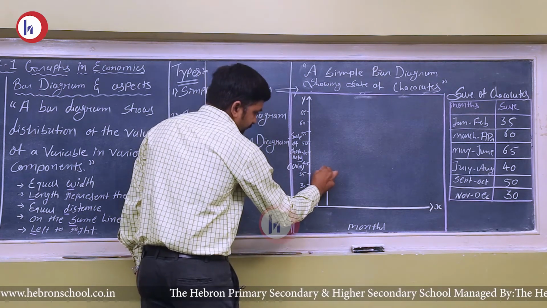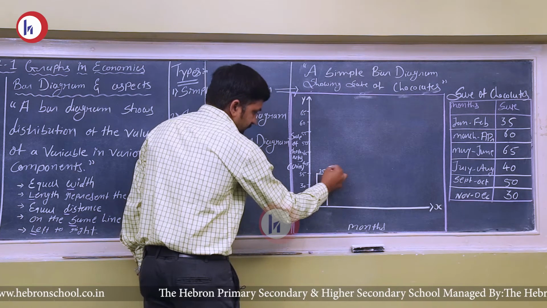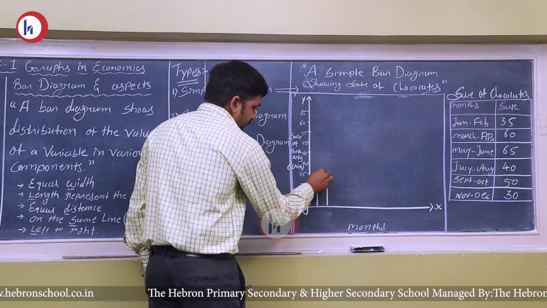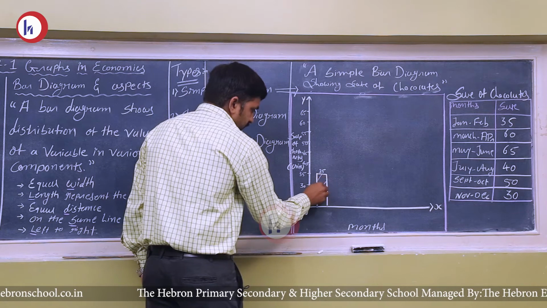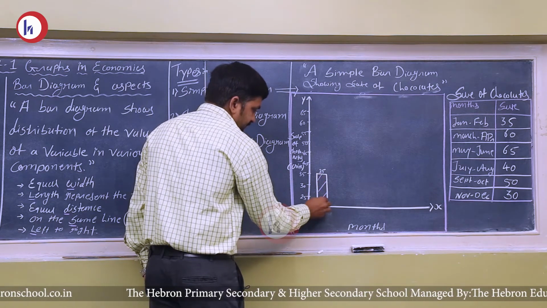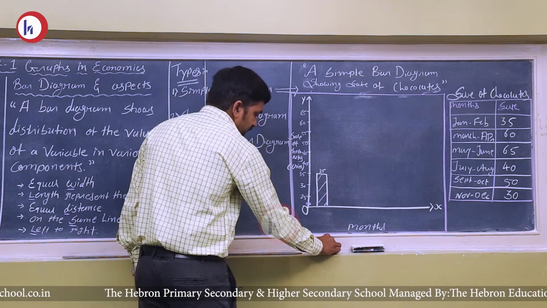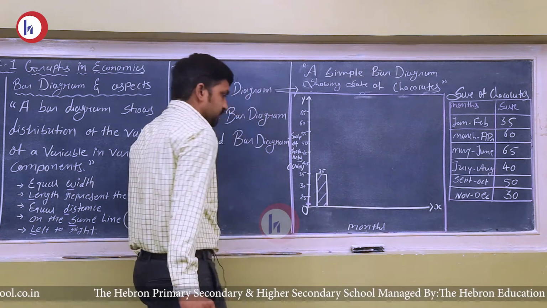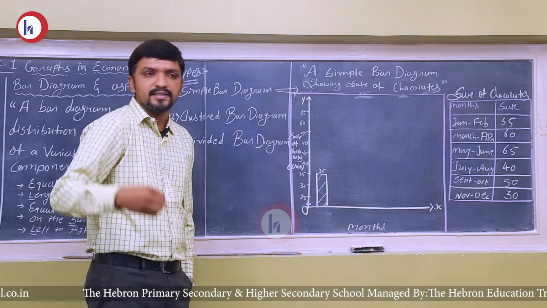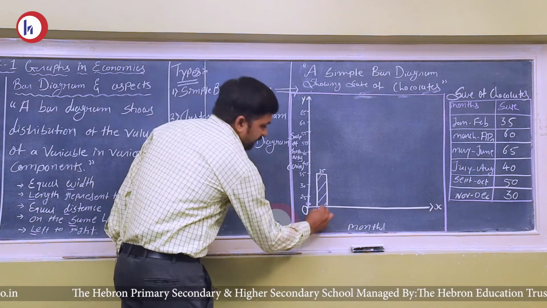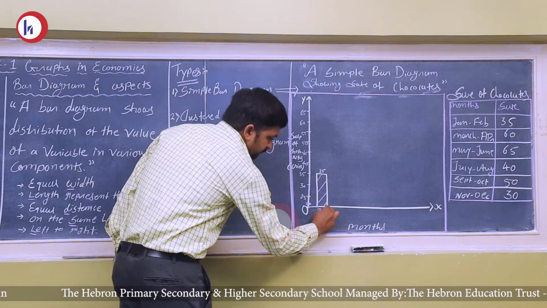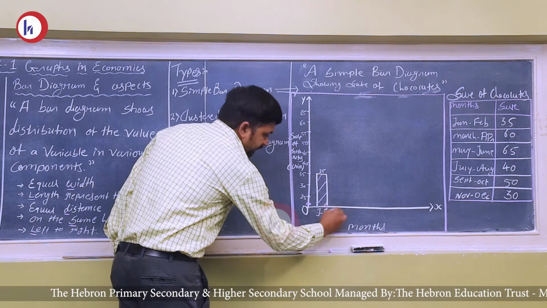Let me write 35 here. And now, for a good presentation, I'll mark the bar with a different color chalk. You can do the same with the help of a pencil and scale. So this one became the cell of January, February.